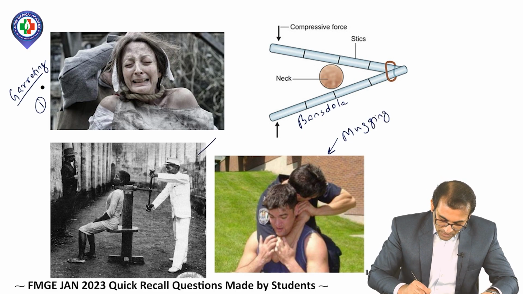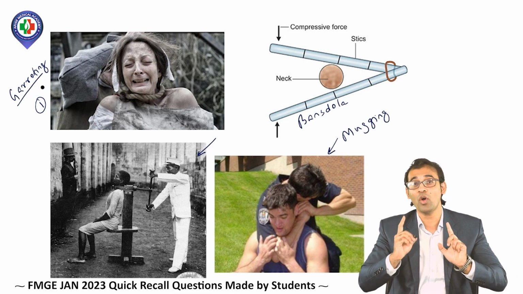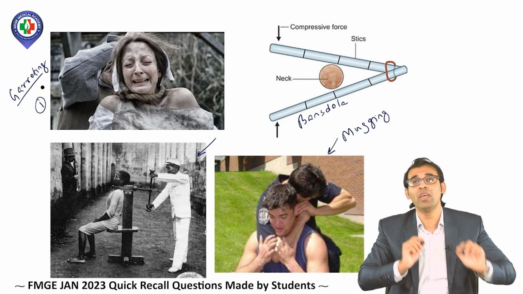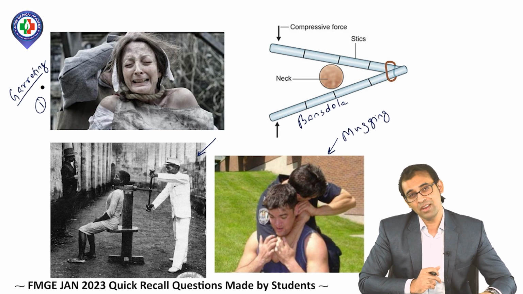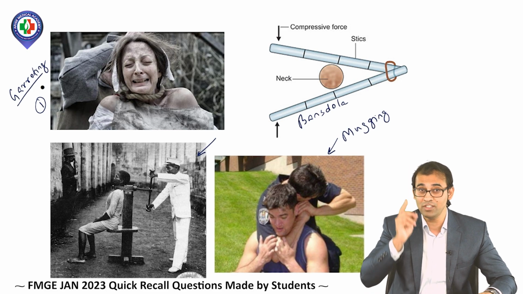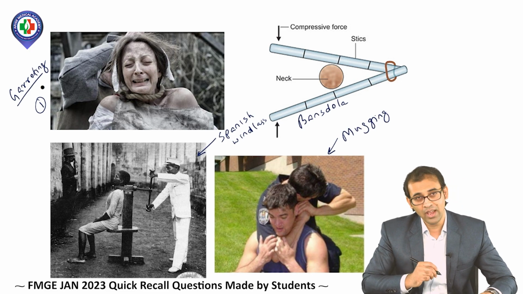And what about this picture? This is a type of garroting where an iron collar rod is applied around the neck, and after that there is screw fixation and neck constriction. This is a judicial method of execution in Spain. This is called the Spanish windlass. Remember, this is a type of garroting.